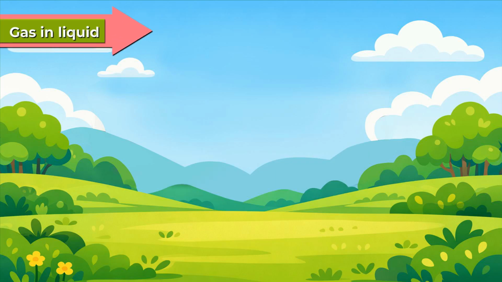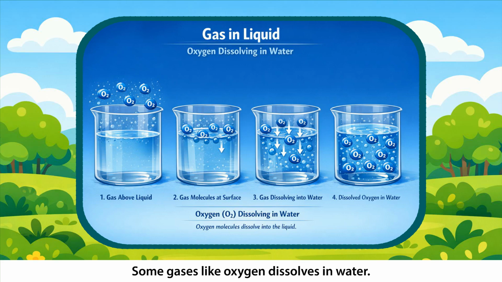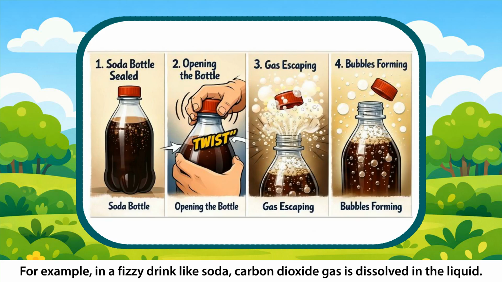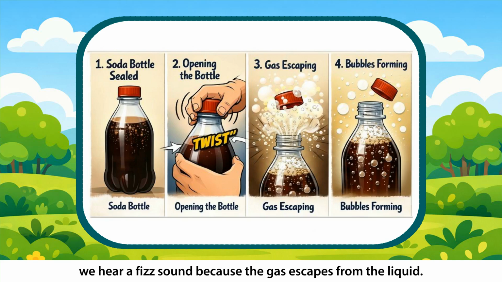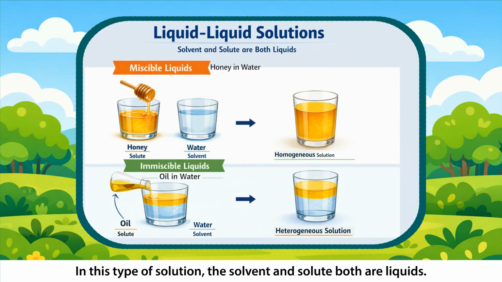Gas in liquid. This type of solution contains a gas as solute dissolved in a liquid that is the solvent. Some gases like oxygen dissolve in water. For example, in a fizzy drink like soda, carbon dioxide gas is dissolved in the liquid. When we open a soda bottle or a can, we hear a fizz sound because the gas escapes from the liquid.